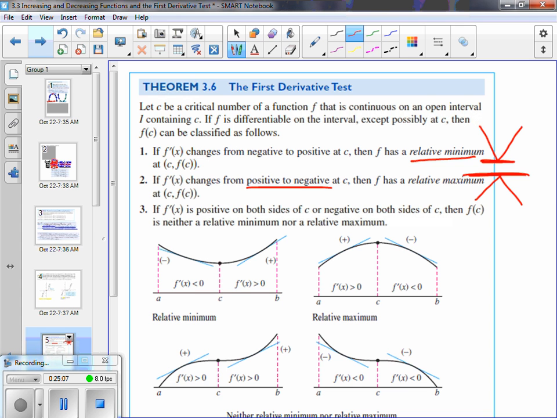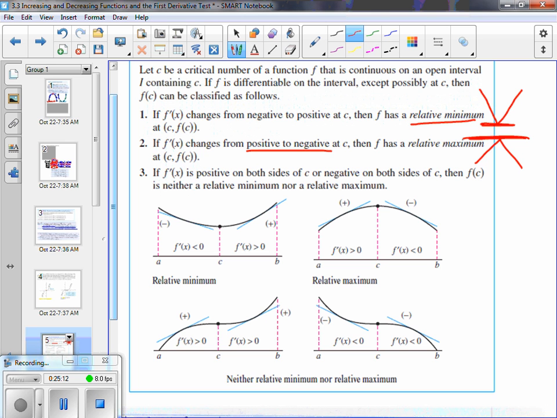Now, we've always said that if an extreme value occurs, it occurs at a critical number. But not every critical number leads to an extreme value. So if you have a critical number, but the derivative is positive on both sides of that critical number, nothing happened. If the derivative is negative on both sides of that critical number, nothing happened. All that happened is like this, where you just had one little place there with the horizontal tangent line. That's all that happened.